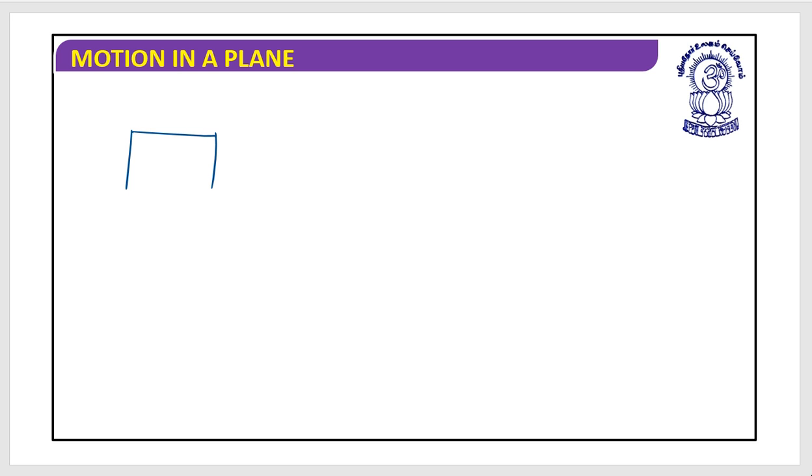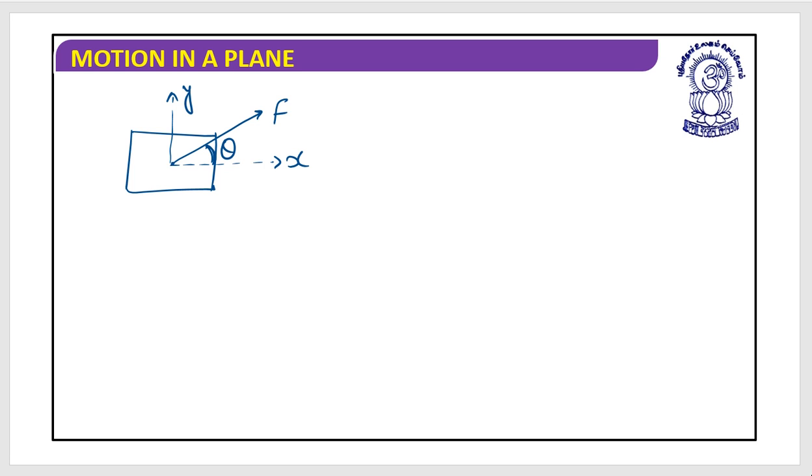Let's say one block is given, and on this block a certain force is acting in this direction, at an angle theta with the horizontal axis. If I want to break this force F into two rectangular components, they are the cos theta and sin theta. So let's say this is the x axis and this is the y axis.